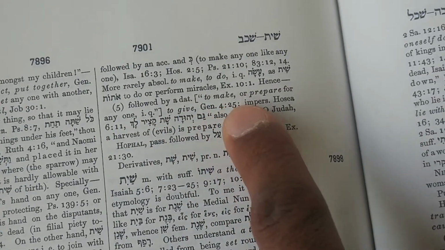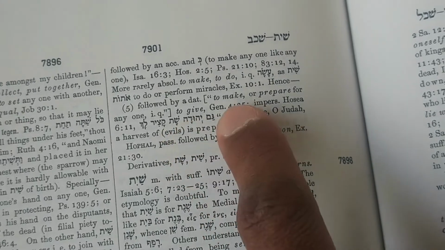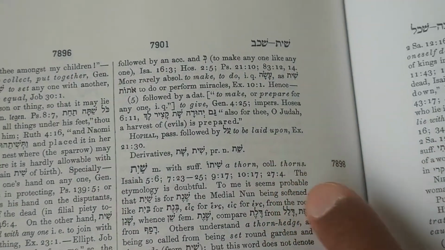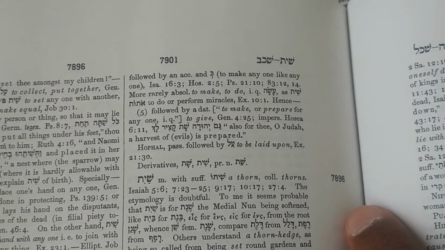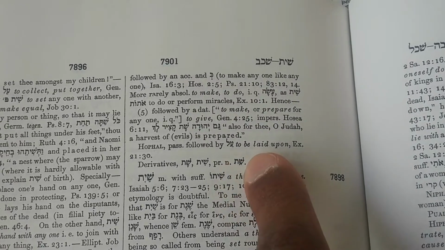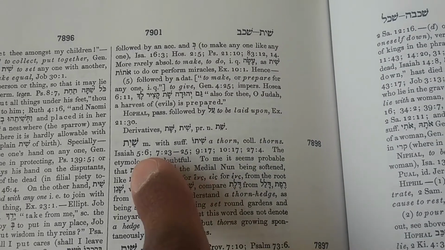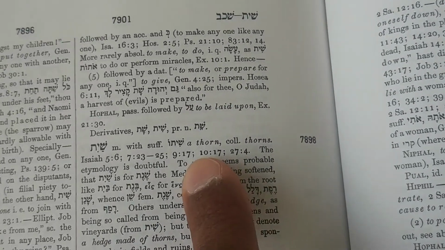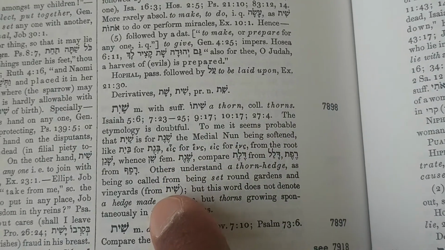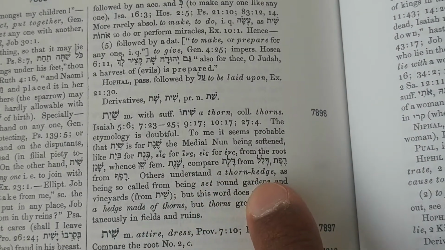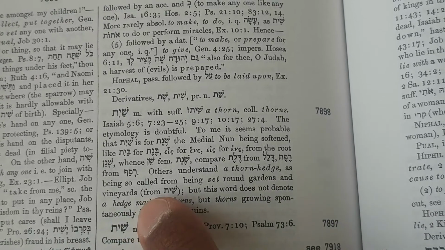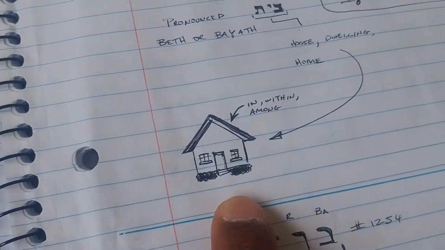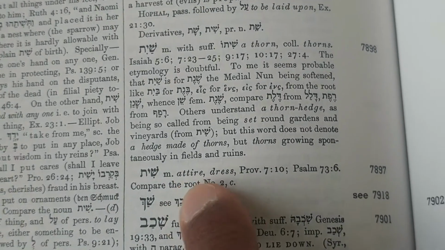Okay? To make or prepare for anyone. The Most High prepared the firmament, the heavens, the earth, the vegetation for us, for man, to be laid upon. Shayat again, and we can look at 7:8, 7:9. A thorn, thorns. A thorn hedge, as being so called from being set round gardens. Shayat: attire, dress.